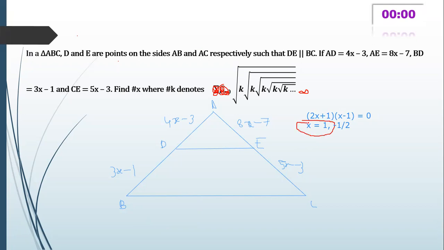Now you have to find the value of hashtag x, which is the value of 1 rooted infinite times: 1 root 1 root 1 root 1 and so on. You know very well how to solve this type of expression. So okay, let us move forward. If you have any doubt, you can ask me.